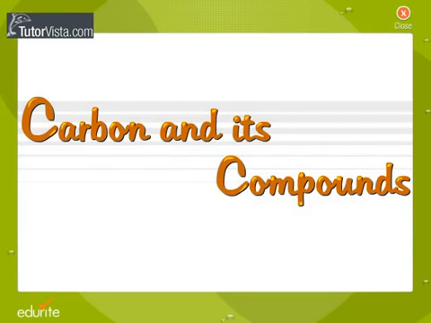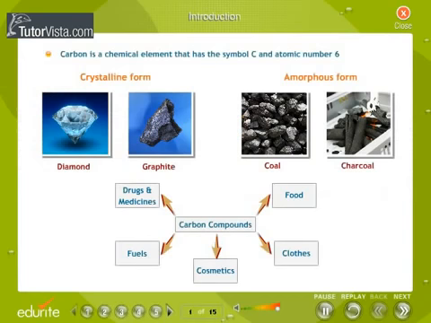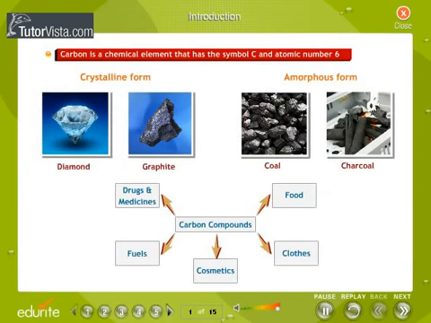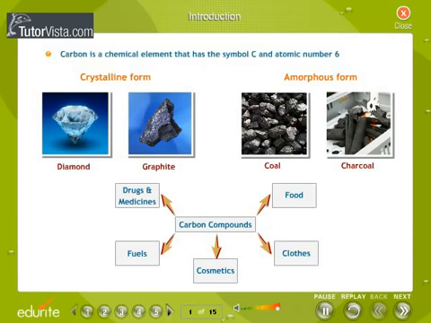Carbon and its compounds. Carbon is a chemical element that has the symbol C and the atomic number 6. It has 3 isotopes with mass numbers 12, 13 and 14. C14 is radioactive. Elemental carbon exists in nature in crystalline as well as amorphous forms as shown here.